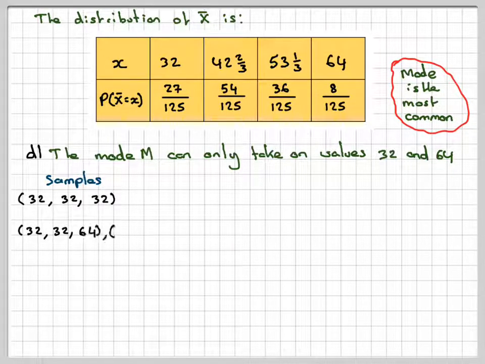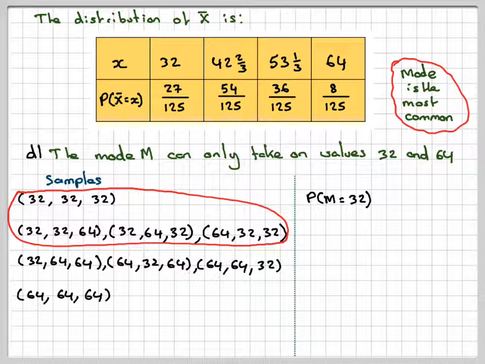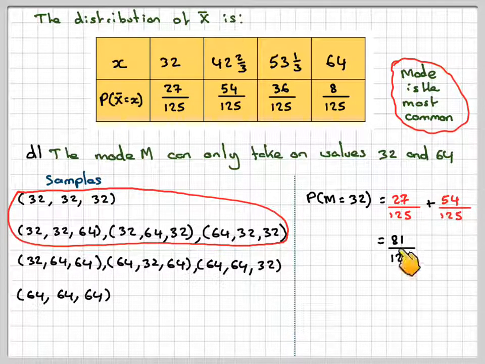So these are the samples. Again, we'll just write those out. So probability that m, because m was the mode, is equal to 32. It's going to be all those, because here the mode 32 occurs 3 times, here twice, here twice, here twice. So it's just going to be that one plus that one added together. So it's 27 over 125 plus 54 over 125, which gives me 81 over 125.